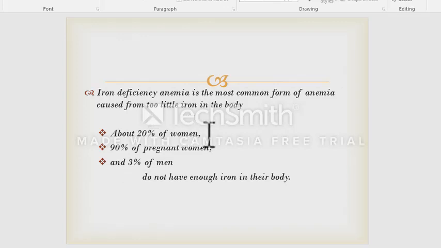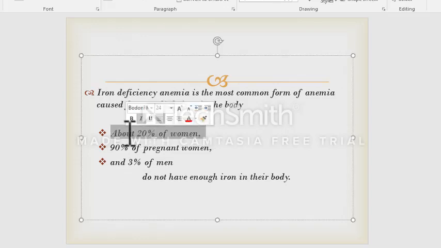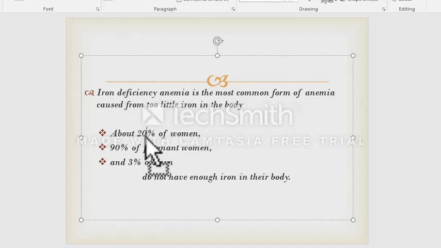Iron deficiency anemia occurs most commonly in females. In all females, the percentage of anemia is 20%, while in pregnant females, 90% of iron deficiency anemia occurs, while the percentage in males is 3%.